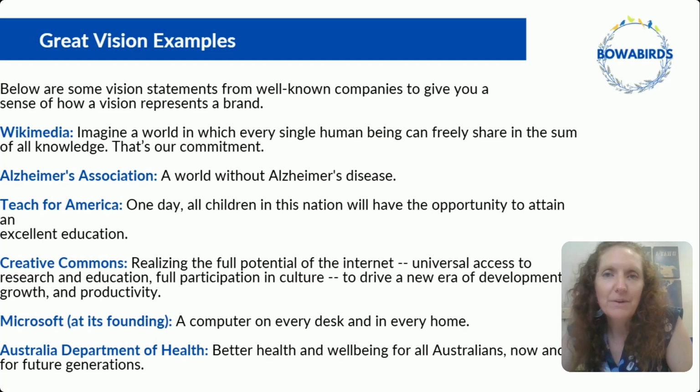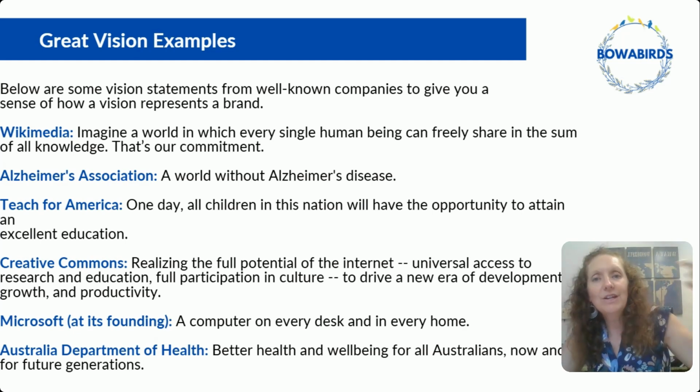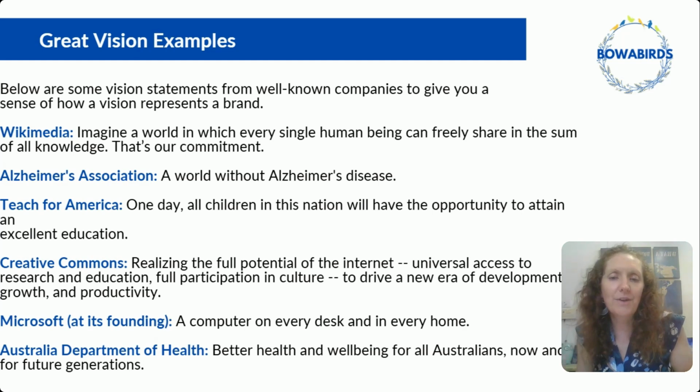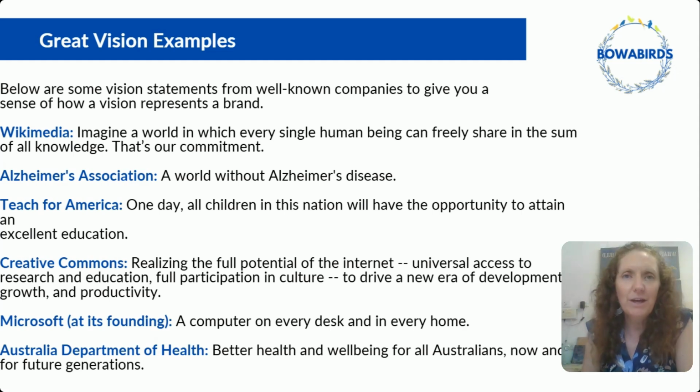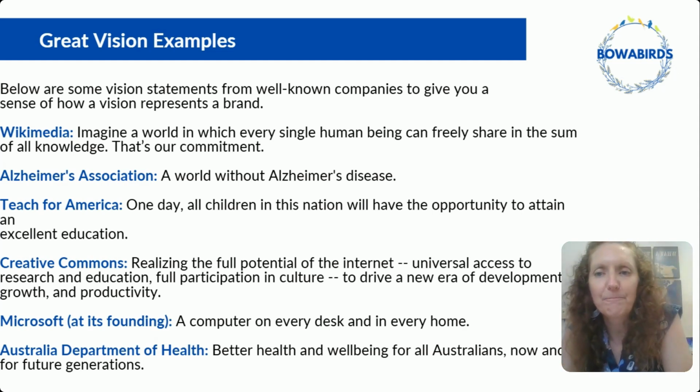The Australian Department of Health, better health and wellbeing for all Australians now and for future generations. So it's visionary. It's like it's better health. I mean, I would tweak that a little bit to be a bit more specific about what better health and wellbeing actually is, but you can see it's contextualized, it's now and future generations, it's Australia. We understand what health and wellbeing is, so we're sold a vision.